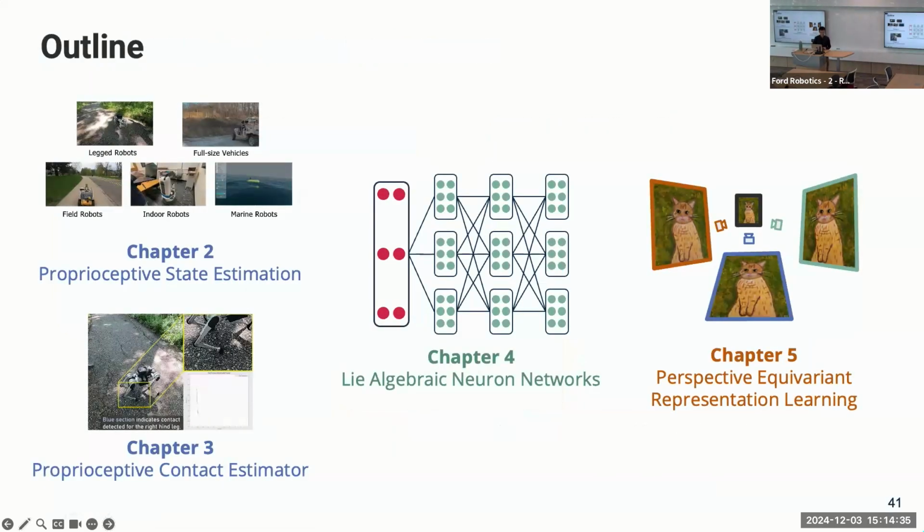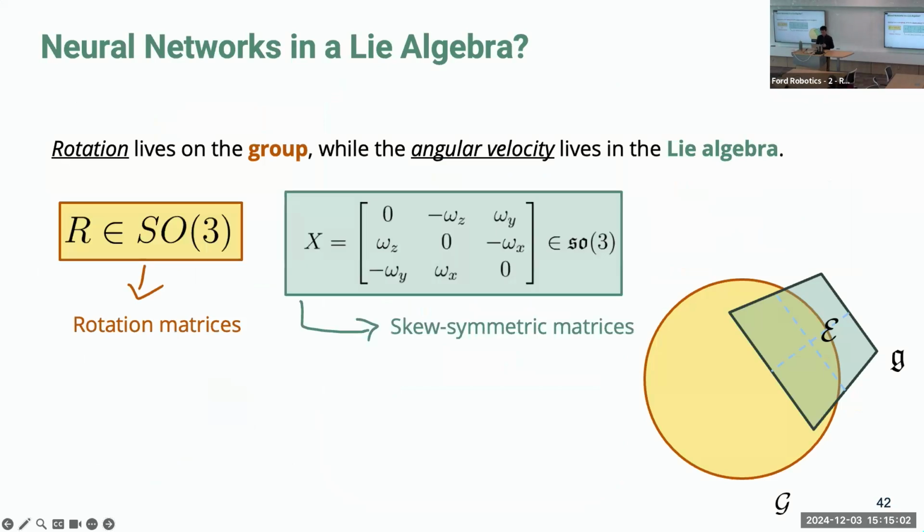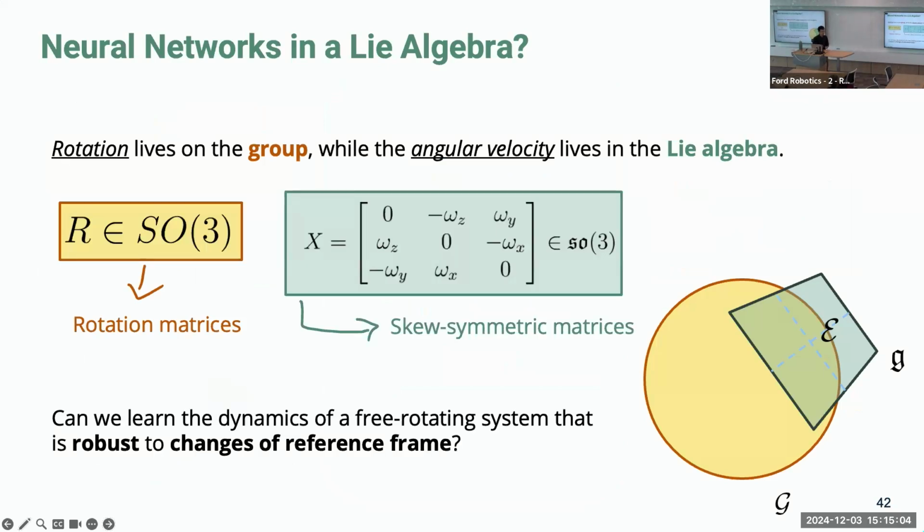The second part I'm going to talk about is a Lie algebraic neural network design. In the previous chapter, I talked about how we can use a model-based approach to do state estimation. A question that naturally arises is: can we design a neural network that models the robot's dynamics, but also respects the symmetry of the system? Back to this example, rotation lives in a group, and the angular velocity lives in the Lie algebra. We want to answer the question: can we learn the dynamics of a freely rotating system that is robust to a change of reference frame?